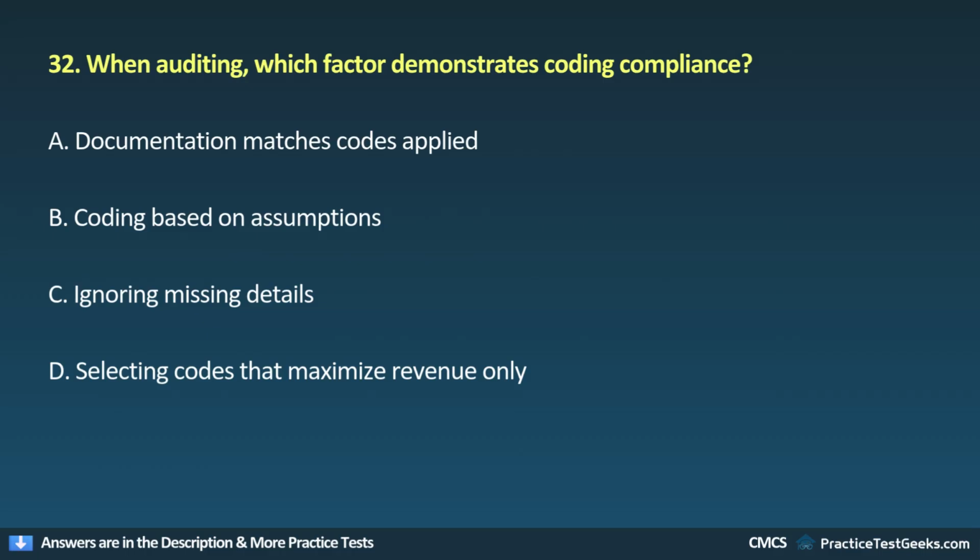32. When auditing, which factor demonstrates coding compliance? A. Documentation matches codes applied. B. Coding based on assumptions. C. Ignoring missing details. D. Selecting codes that maximize revenue only.